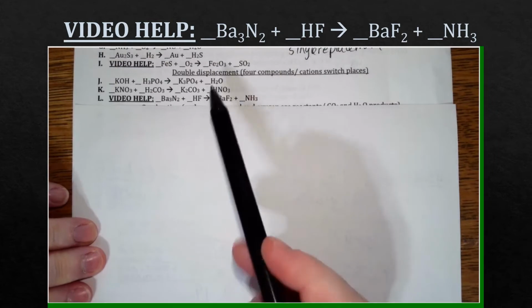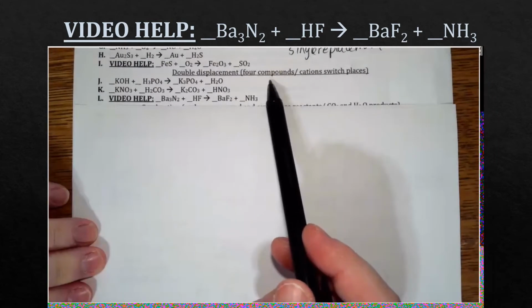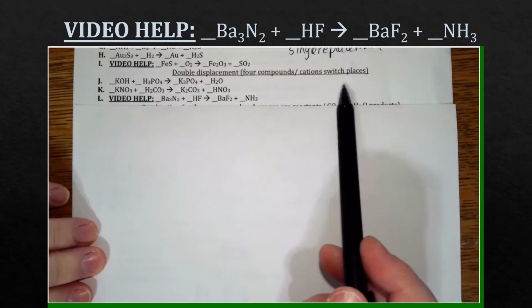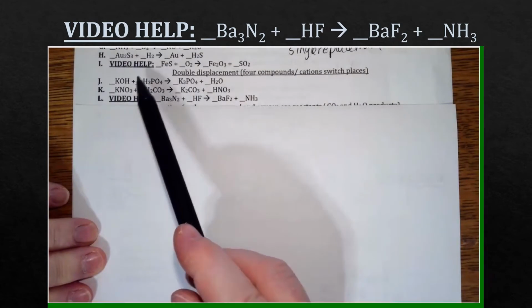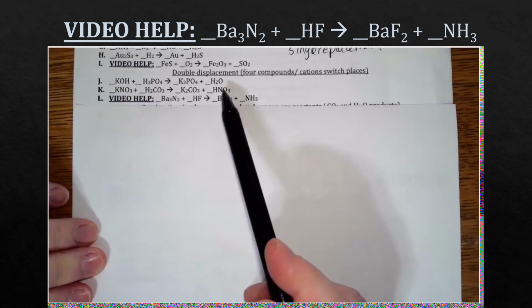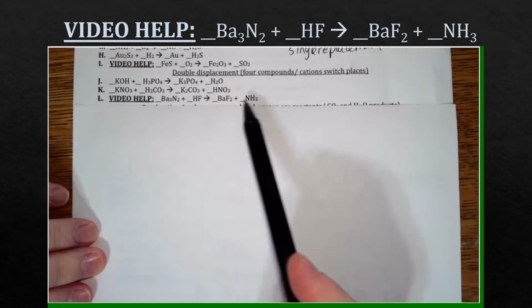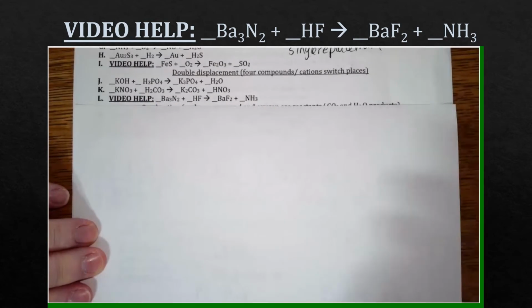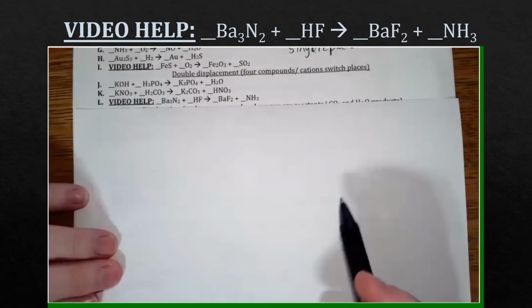All right, for double displacement, I have 4 compounds. The cations switch places. Basically, I have compound, compound, compound, compound. Oh my goodness, so many compounds. That's how you can tell. So let's do the example we have here.